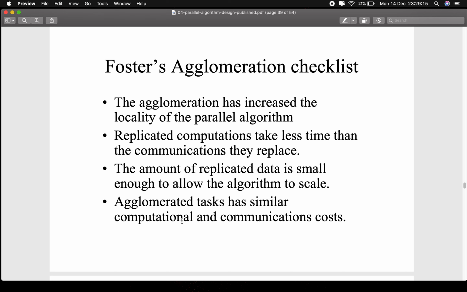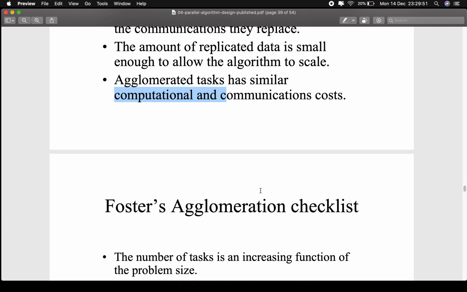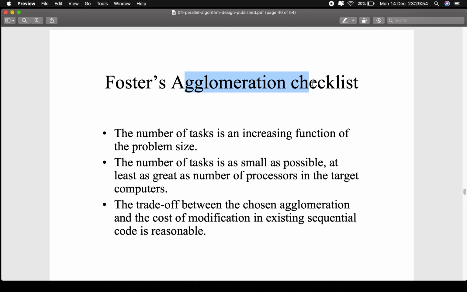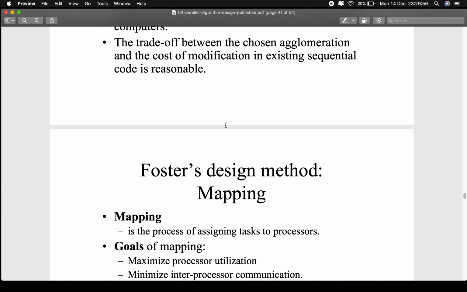So it is simple over here. You have the checklist, which is: first, it has increased the locality of the parallel algorithm. The second one is that replicated computation takes less time than the communication it replaces. The amount of replicated data is small enough to allow the algorithm to scale. And lastly, tasks have similar computation and communication costs. And still under the checklist, you can also try to read it.